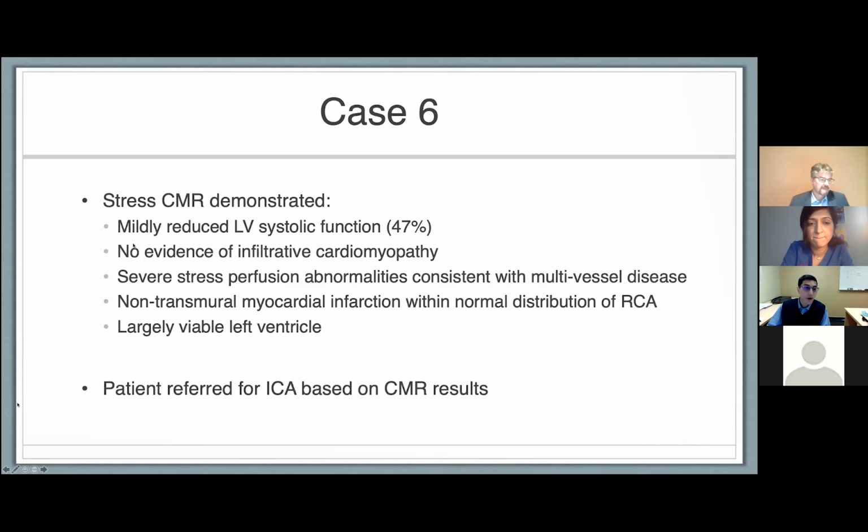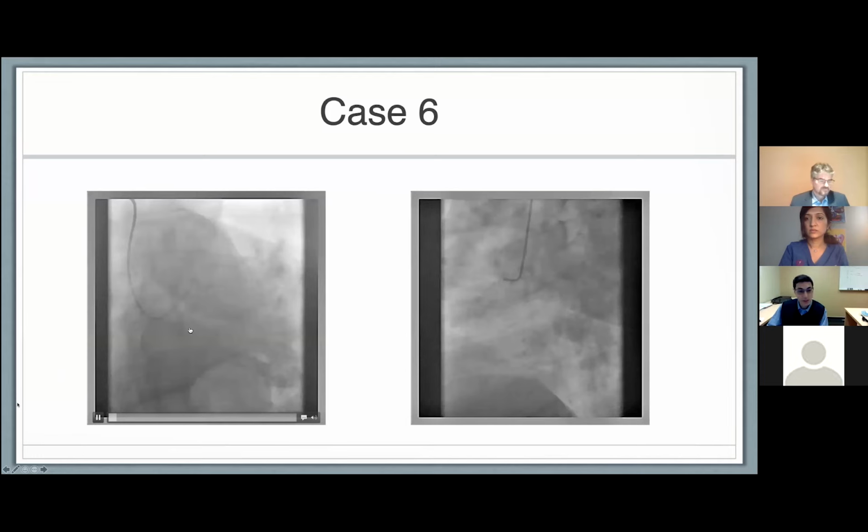So the CMR demonstrated mildly reduced LV systolic function, no evidence of infiltrative cardiomyopathy, severe stress perfusion abnormalities consistent with multivessel disease, and non-transmural MI within the normal distribution of the RCA, as well as a largely viable left ventricle. So based on these results, the patient was referred for invasive cardiac catheterization.